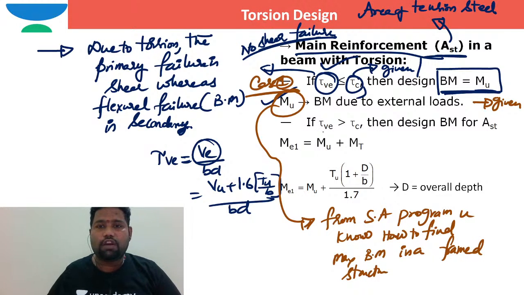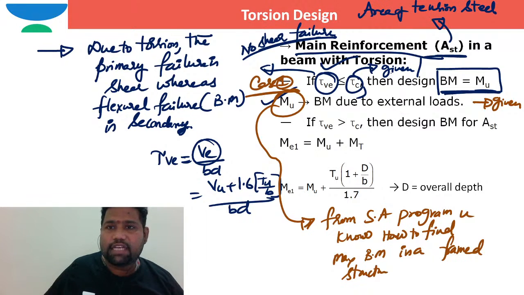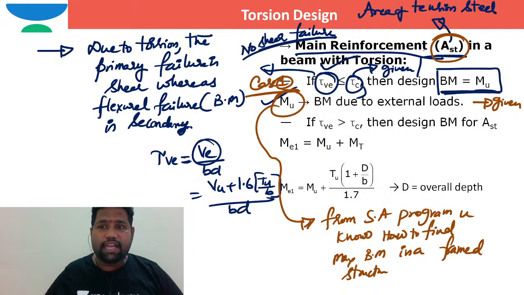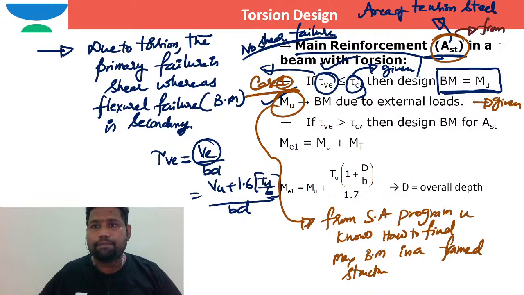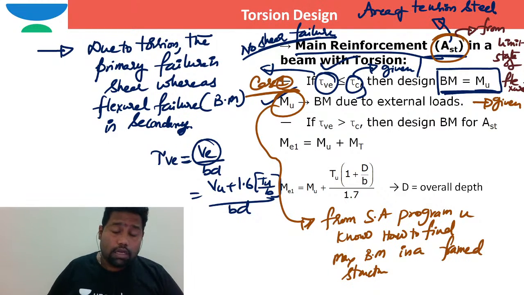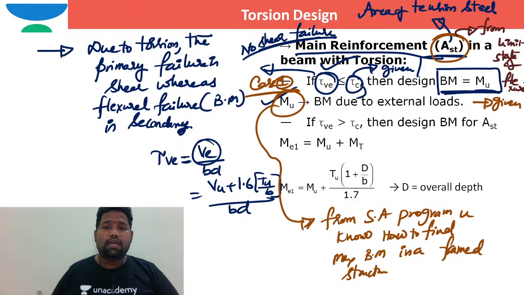The tension reinforcement AST we can work out from the limit state of flexure. So after you know the design bending moment, we can work out AST from the limit state of flexure. Now, some people will say, sir, this is case one.